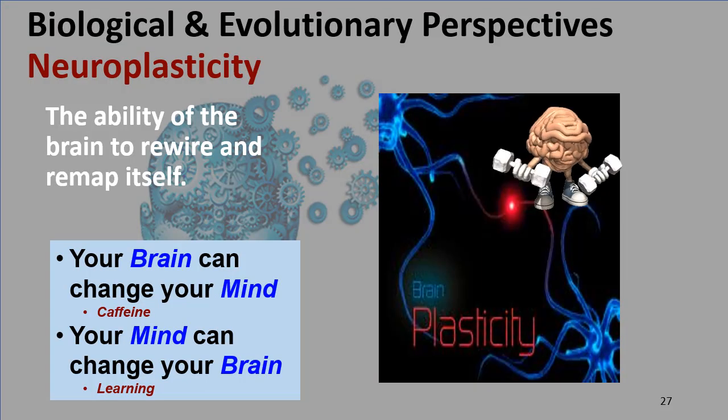So in addition to epigenetics, we have a concept called neuroplasticity, and that's the ability of the brain to rewire itself. They refer to that as plasticity. It's malleable, it's moldable. So when you get into more of positive psychology and so forth, we talk about how your brain can change your mind. For example, if you drink caffeine, it speeds you up, and that affects how you think and so forth. Your mind can change your brain, so that's how we learn.